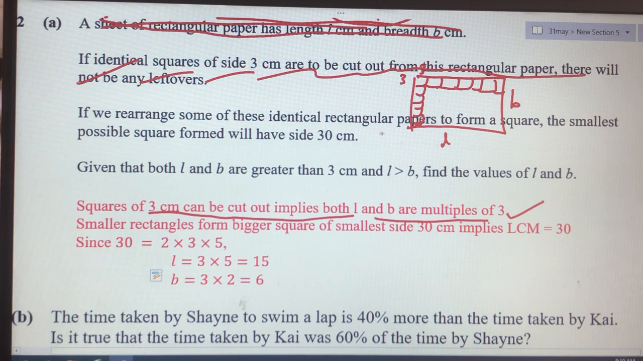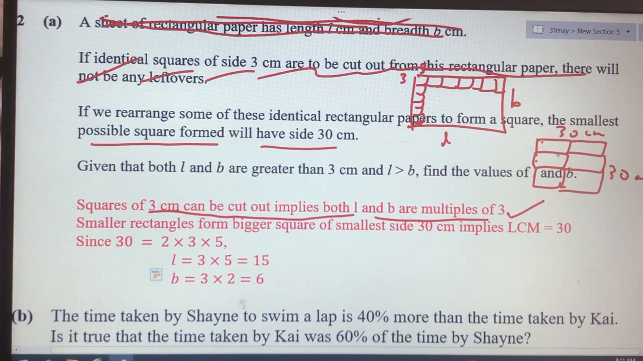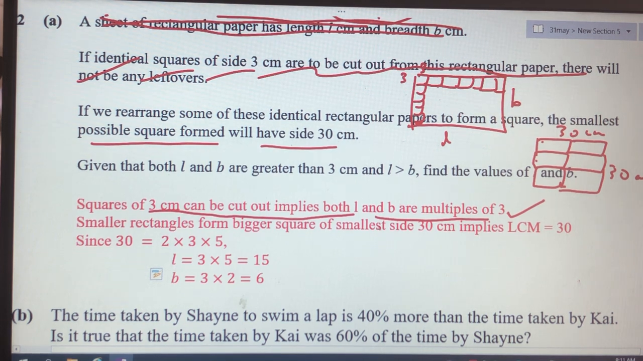Okay, then this part also no need to read already, right? If we rearrange some of these to form a square, that means now instead of just one sheet of paper, right, you have more sheets of it. I draw smaller, okay? You go and form, it can be a few ways of forming lah. You go and form, right, let's say this is one example. Then you get a square, and one of the sides, both of the sides are 30 cm. So what does this mean? It means that when I multiply, the LCM, right, where did I write it? LCM is 30, okay? So this is a question on LCM lah, this kind of thing.